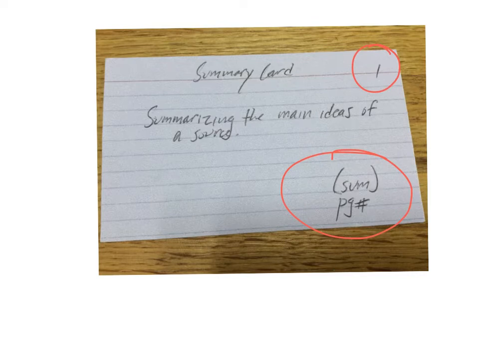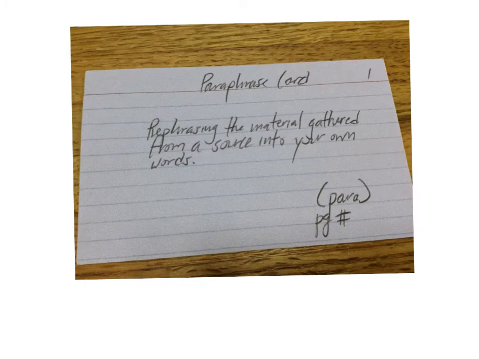So we have quote cards, we have summary cards. Another type of card is the paraphrase card. And again, with a paraphrase card, if it's with our first source, we're going to put number 1 in the upper right-hand corner, and paraphrase just rephrases the material you gathered from a source and you're putting it into your own words. These would be notes, ideas. Maybe you take a little bit from what's in the source and put it into your own words and put those down on the card.